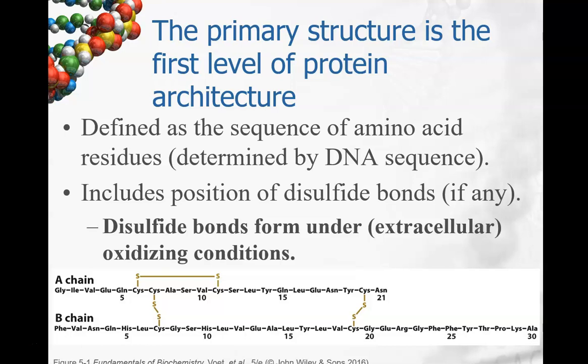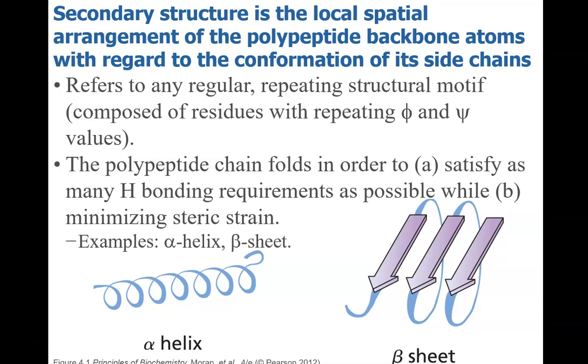We should note, although this is sort of a generalization, that typically we find disulfide bonds in extracellular or oxidizing conditions, whereas the inside of the cell tends to be more in a reduced form, so we are less likely to find disulfide bonds there, although that is a generalization. So what's this next level, secondary structure?